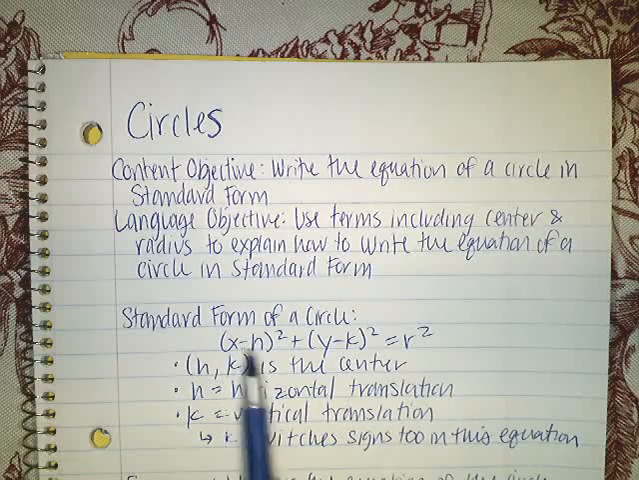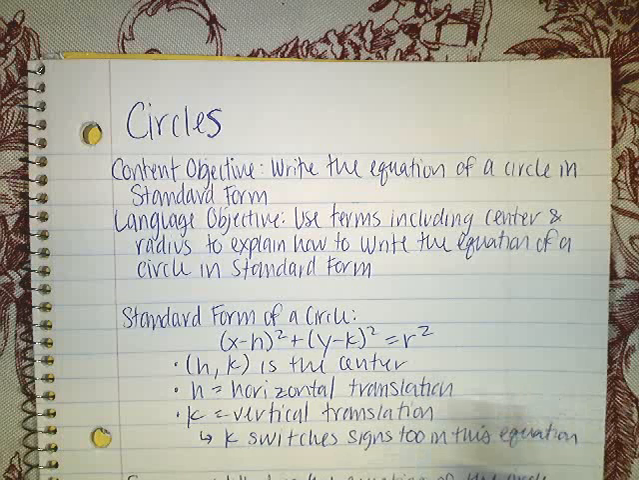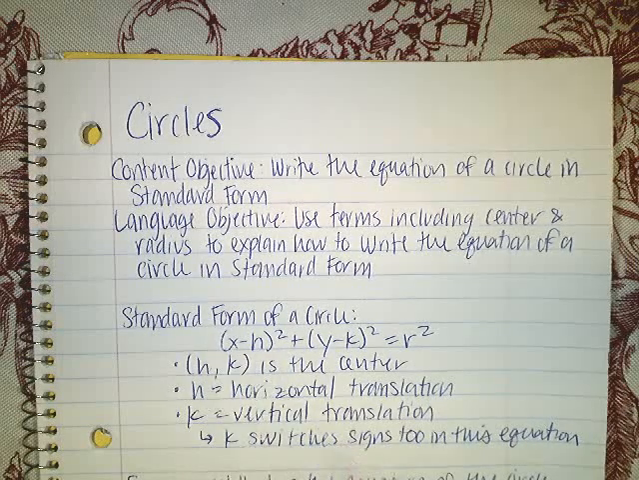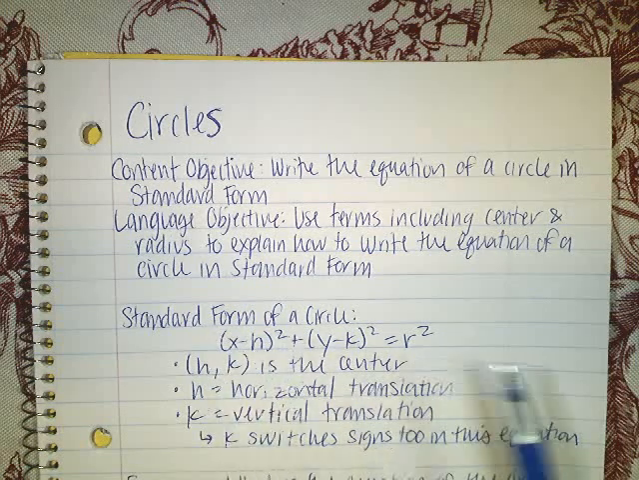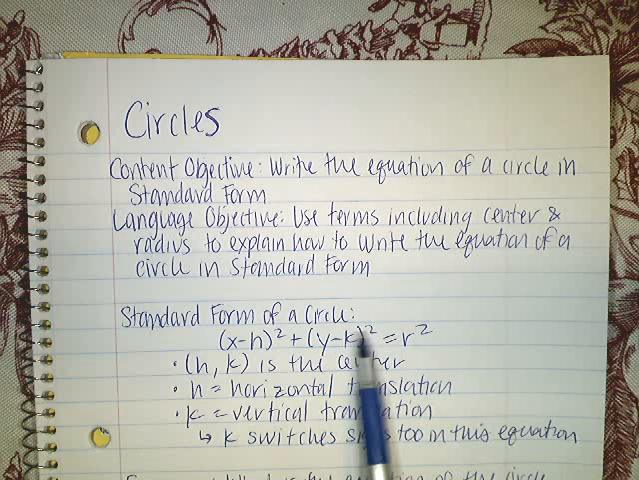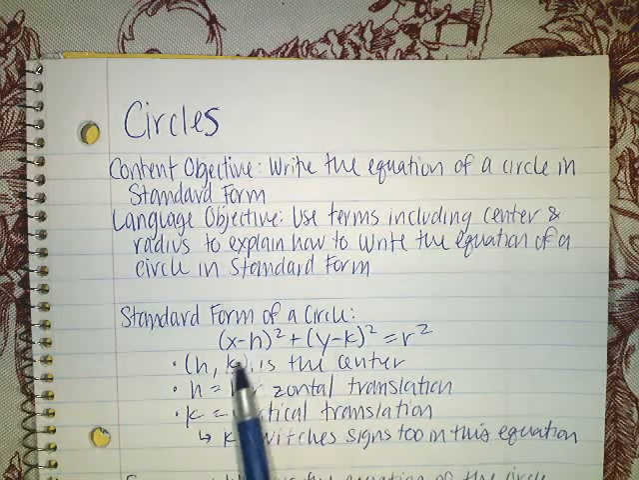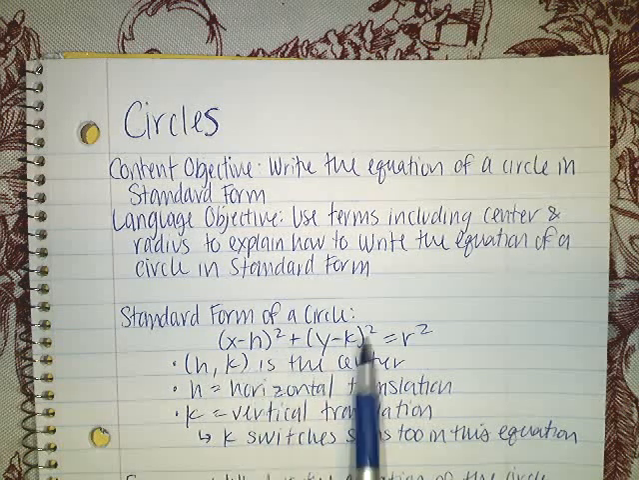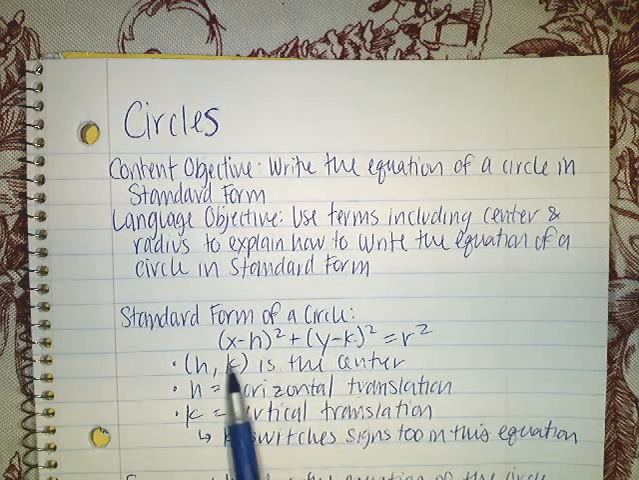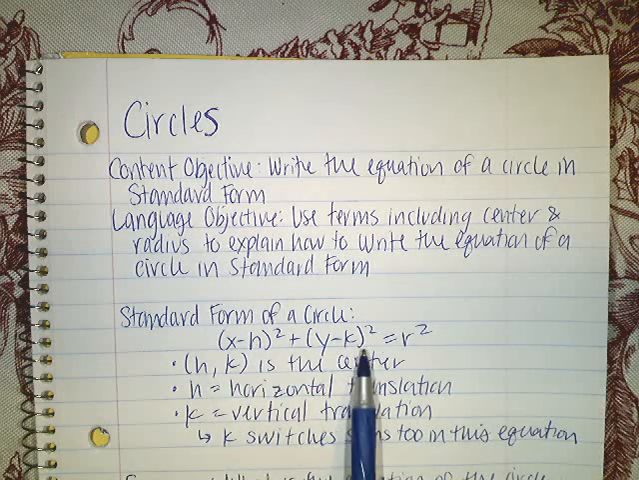It is x minus h squared plus y minus k squared equals r squared. Hopefully you recognize some similarities to our vertex form of a quadratic. So x minus h squared is just like vertex form. But this time, instead of having y equals x minus h squared, we have y minus k squared as well. That's because h and k are actually going to be the center coordinates of our circle. So h and k are the coordinates of the center of the circle.